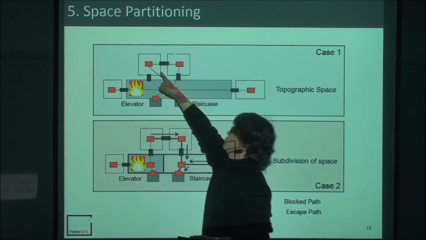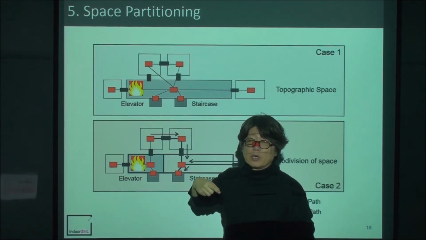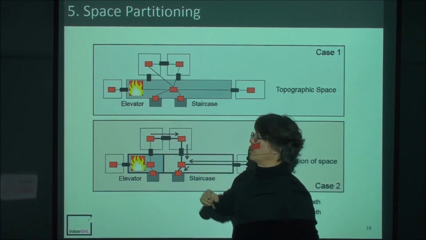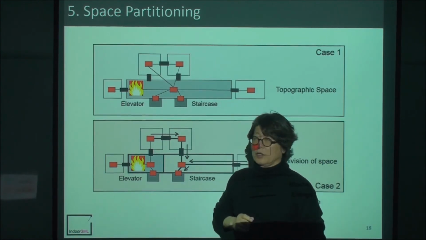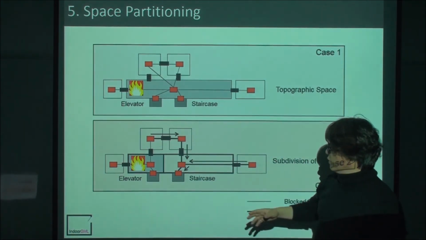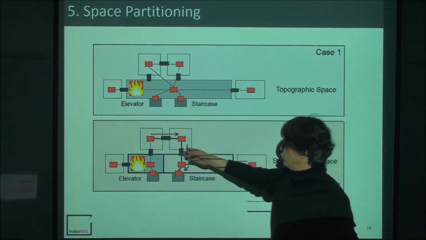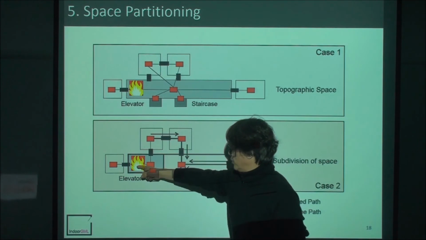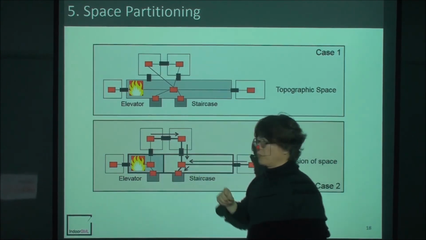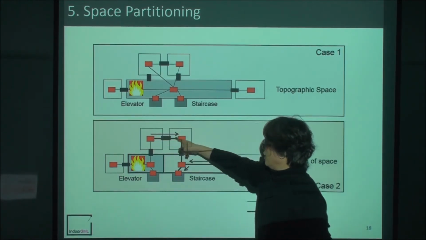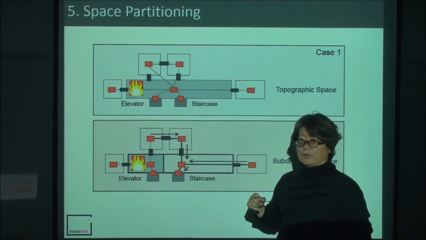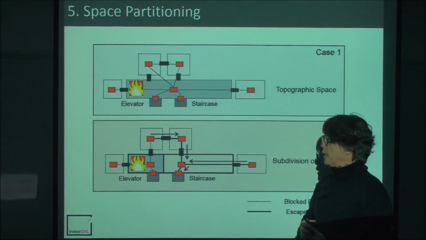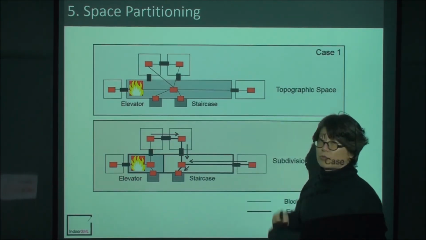It means we don't have any evacuation path from this point to, for example, the staircase, because this node is blocked. But if we divide this corridor into small pieces, then even though there is a fire, this node can be blocked, and we may still have the evacuation path. So this explains the reality much better than the previous one.